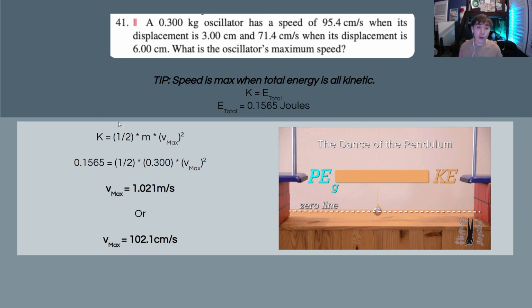So I just have the kinetic energy equation here, and you plug in the respective values. K equals all the energy in the system, because all the energy is kinetic energy, which equals 1/2 times the mass times v max squared, and that's what we're trying to find. We just isolate the variable at this point and square root the other side since it's squared, and we've got 1.021 meters per second, or 102.1 centimeters per second, which is our answer.